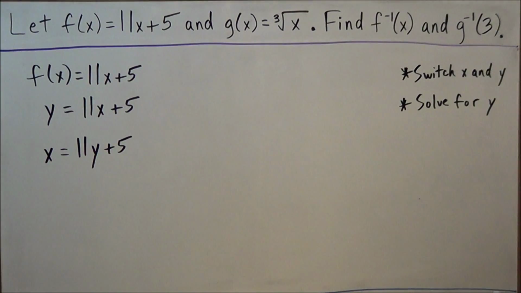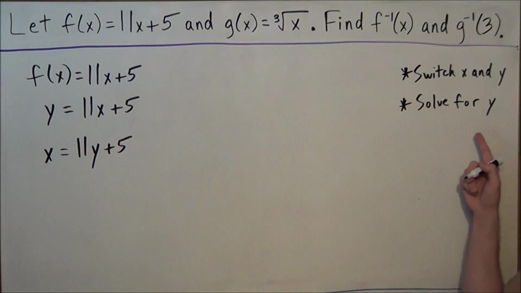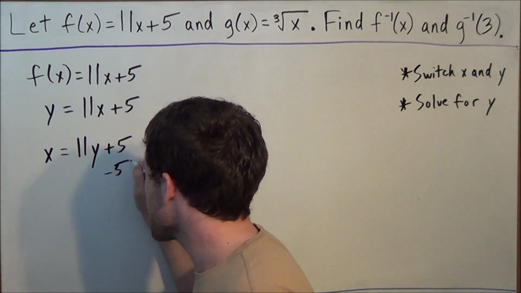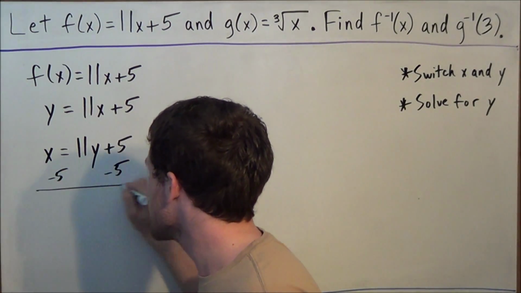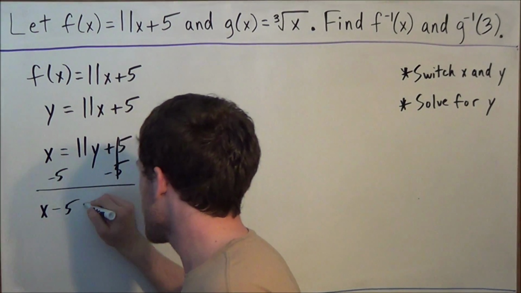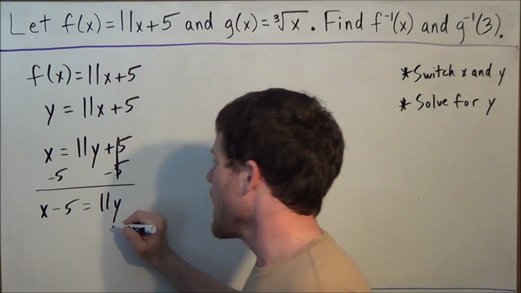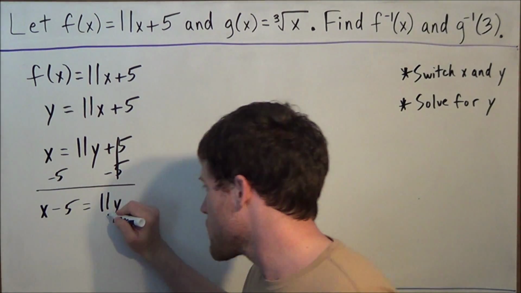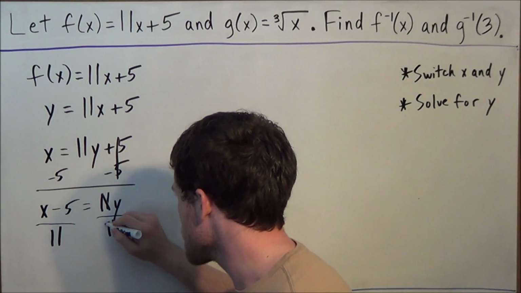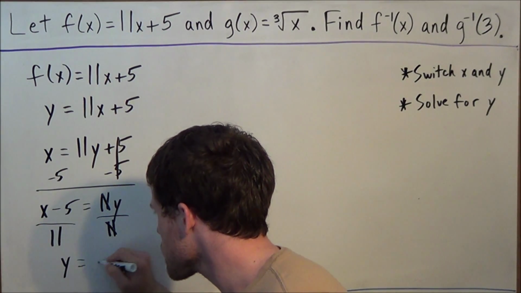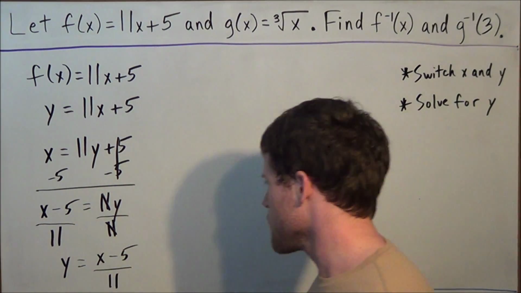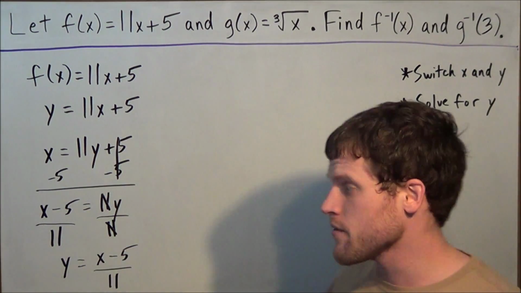Now the next step here is going to be to solve for y. So to get y by itself, we're going to subtract 5 from both sides. 5 minus 5 cancels. We have x minus 5 equals 11y. And now the next step here is going to be to divide by 11. So when we look at this, we have y equals x minus 5 over 11. But what we just accomplished, this is our inverse function.